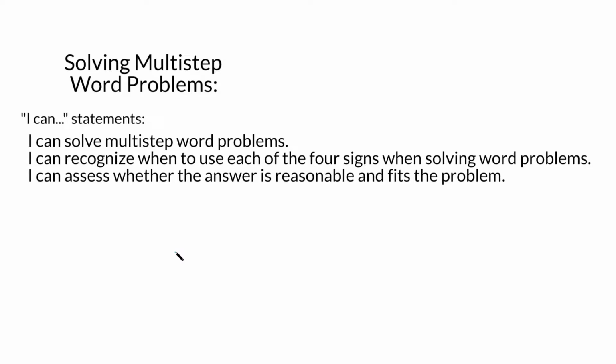We had to recognize whether we should be using addition or multiplication or division or subtraction in each of the problems by looking at the keywords. And I can assess whether the answer is reasonable and fits the problem. We did that too. We didn't have any answers that seemed unreasonable, like there were 0.25 chickens or anything like that. So, I think we did a good job today of learning how to solve multi-step word problems.